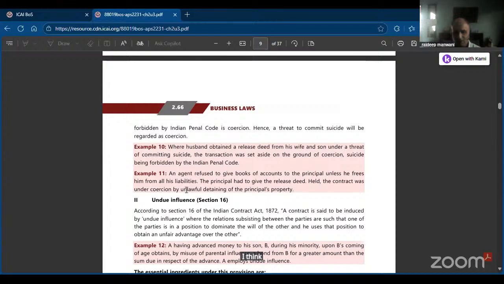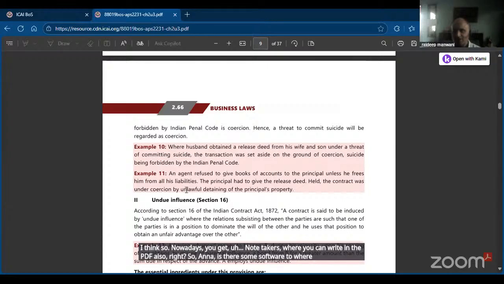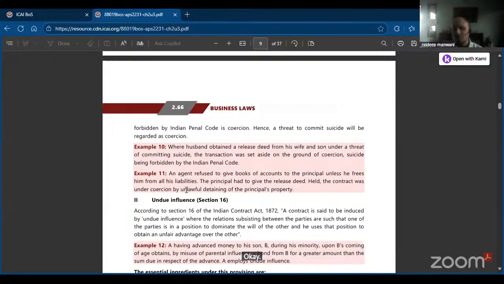Nowadays you get note takers where you can write in the PDF also, right, Sana? Is there some software where you can edit the PDF? Sir, I've seen some, but I haven't used any. Better way is take a printout and write it, or write it in a notebook. Because if you're writing it with your own handwriting, it will stick in your head. But in case you're a little lazy, you can use a PDF editor or something.